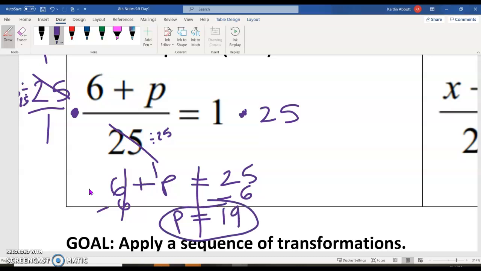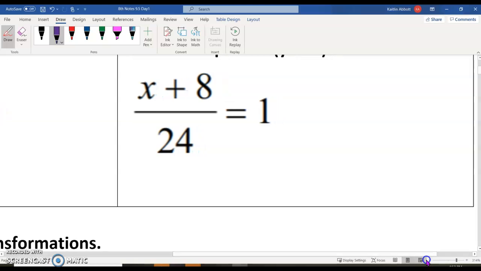Final answer. All right. If you have any questions, let me know. Otherwise, you are doing this one on Nearpod. Pause right here and solve this one on your own.